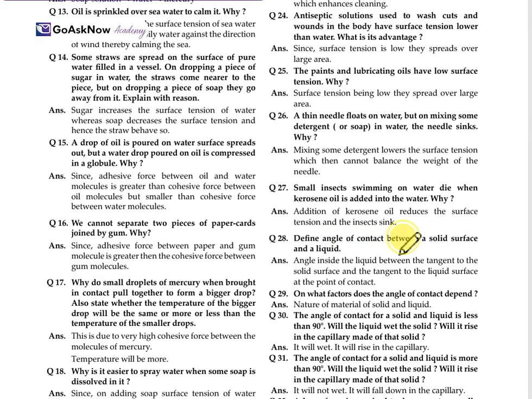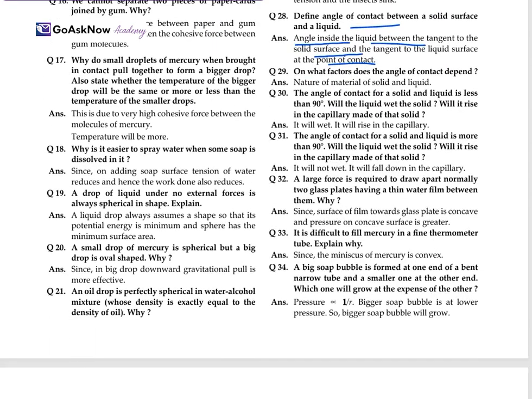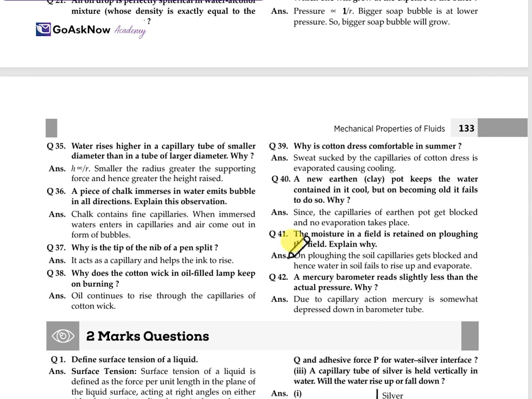Define the angle of contact between a solid surface and a liquid. The angle inside the liquid between the tangent to the solid surface and the tangent to the liquid surface at the point of contact. These we have already studied. On the basis of that only, these questions have been asked. Like this: why does the tip of the nib of a pencil split? It acts as a capillary. Capillary, we have studied, it acts as a capillary and helps ink to rise.